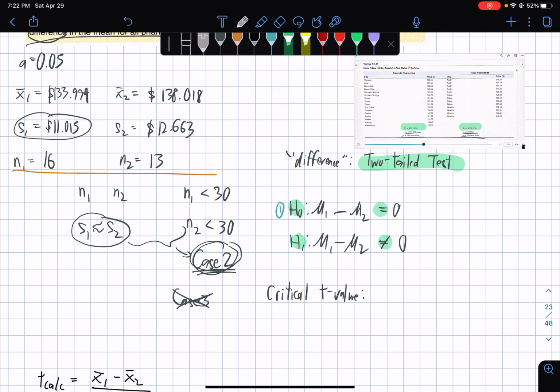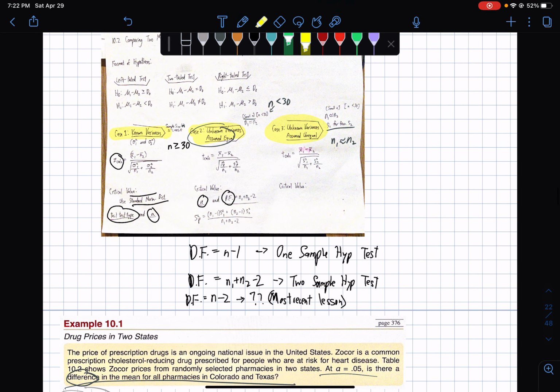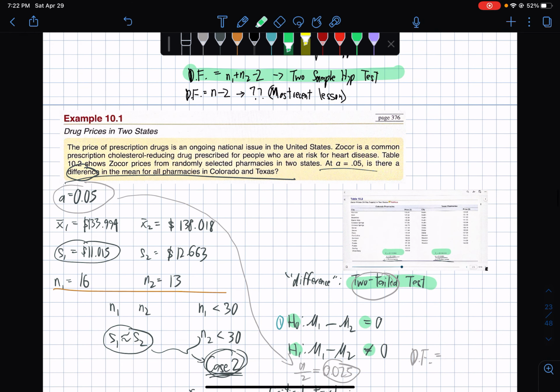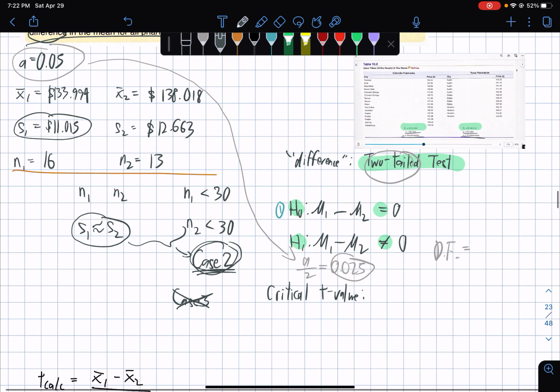So what do we need? Since this is a t-calc kind of problem, we use the t-table. We need the alpha, but this time it's a two-tailed test, so alpha over 2, so 0.025. And then you need the degrees of freedom, df, since n1, n2. This is the formula of our df right now for a two-sample hypothesis problem: n1 plus n2 minus 2, that is 16 plus 13 minus 2.